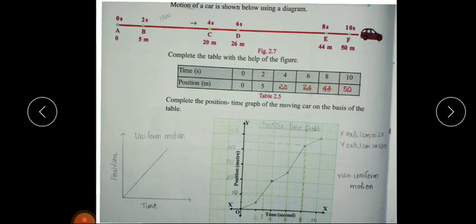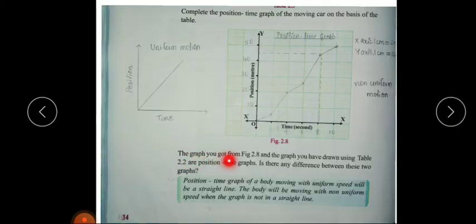So the best scale is 1 centimeter is equal to 10 meter. So take 1 centimeter as 10 meter. So here it is 10, 20, 30, 40, 50. Based on the values, draw the graph and you will get the shape of the graph like this. The graph you got from figure 2.8 and the one you have drawn using table 2.2 are position time graphs.